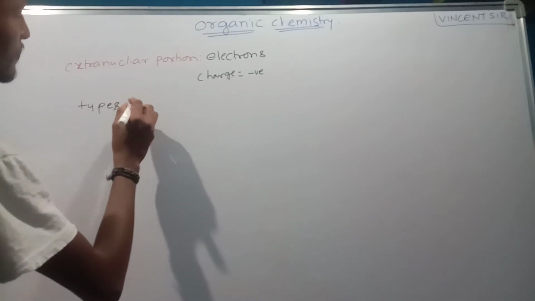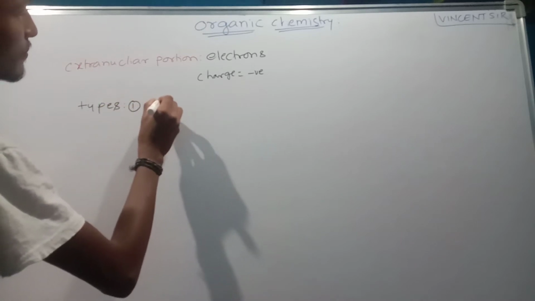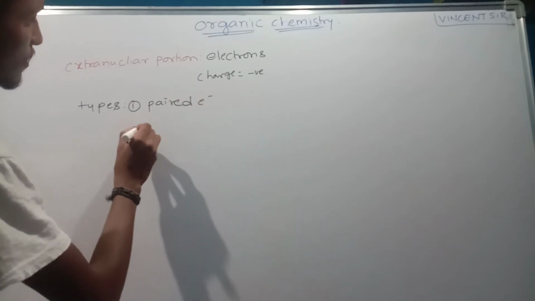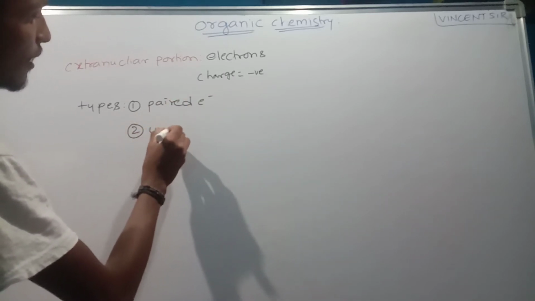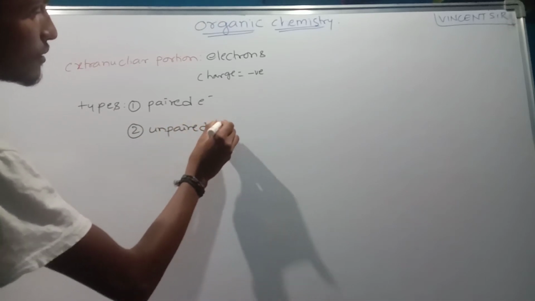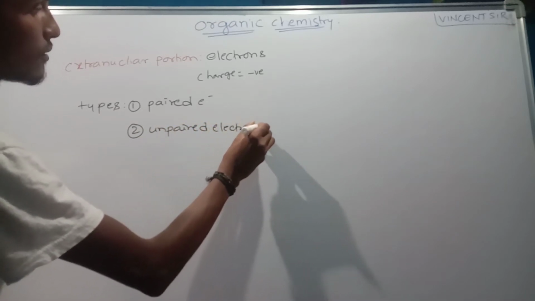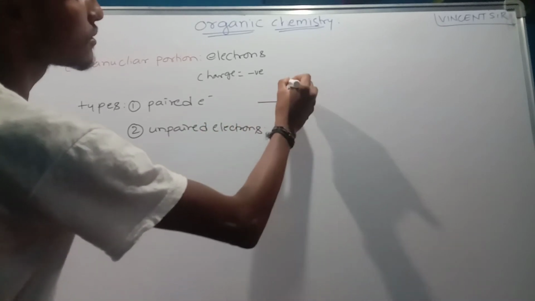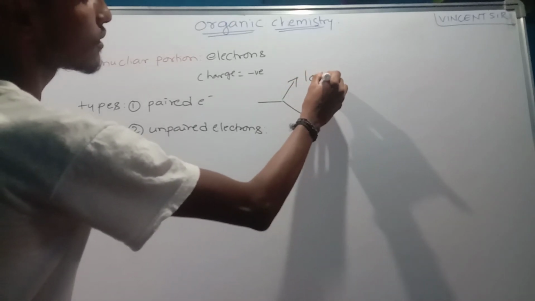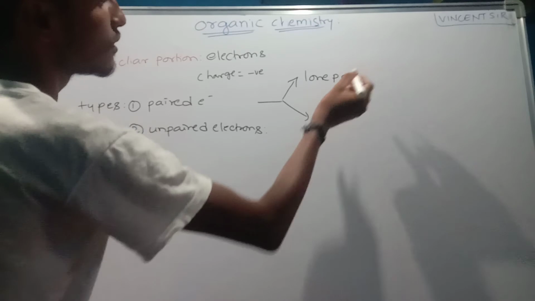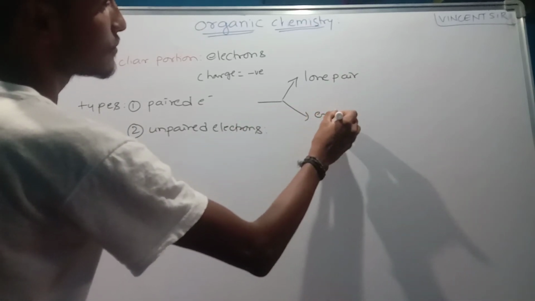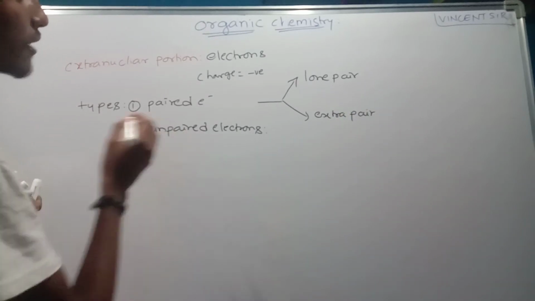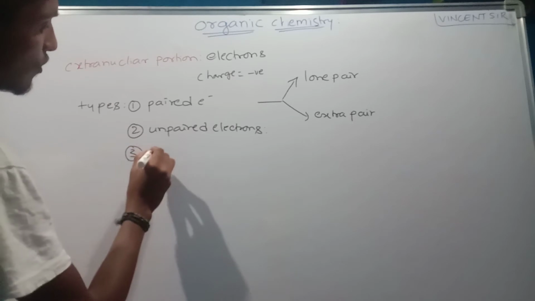Types of electrons: number 1 is paired electrons. Number 2 is unpaired electrons. The paired electrons are again of two types, that is lone pair and extra pair. And this is unpaired electron. And number 3 is valency electron.